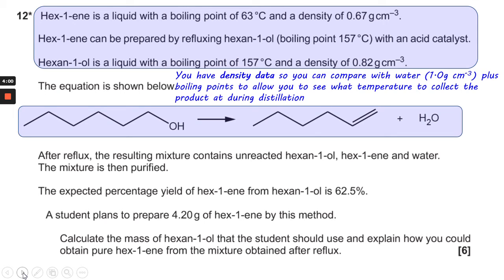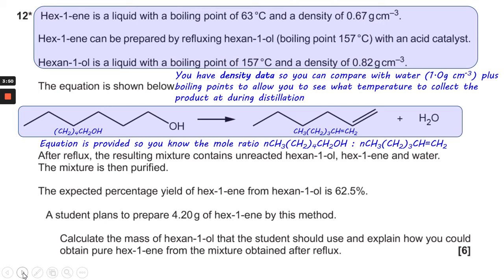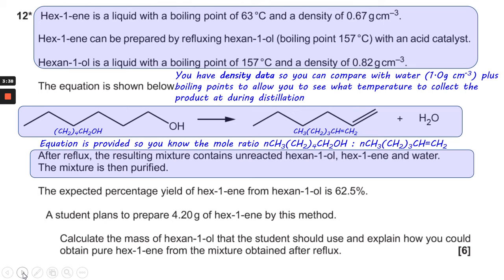They give you the equation for the reaction, and I'm going to convert each of the skeletal formula into structural formula from now on, just for simplicity. And the equation is provided so you know the mole ratio of the hexan-1-ol to the hex-1-ene. But then after reflux, it says the resulting mixture contains unreacted hexan-1-ol, hex-1-ene, and water. So there's 2 organic components and 1 aqueous component. It says the mixture is purified.